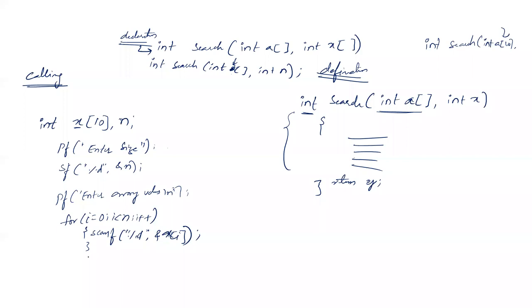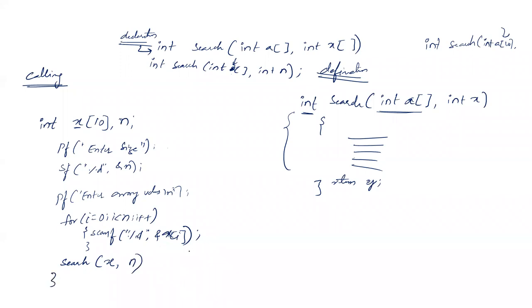After that, I have to pass this to the function. How to pass? Write the same function name, search, and just the name of the array. No need to write anything else. Just the name of the array. What is the name of the array? x.